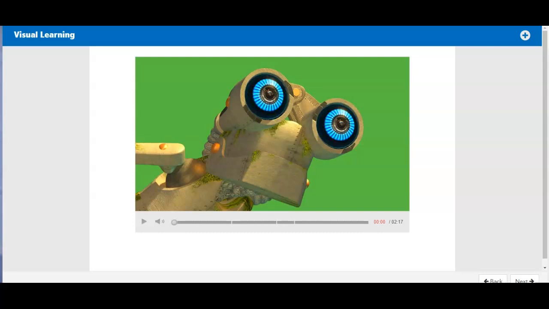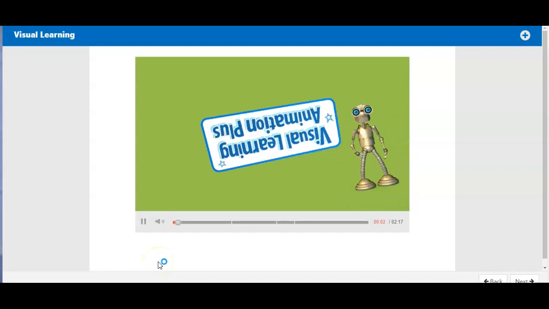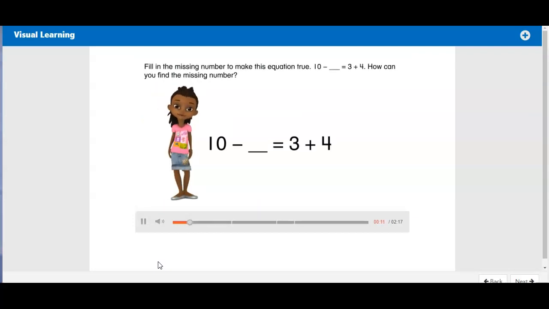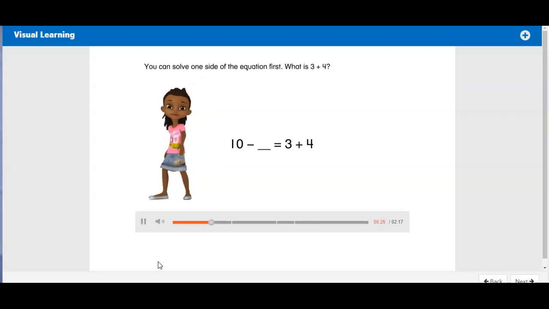Now let's watch our animated video that helps us solve the top of our workbook page 222. Fill in the missing number to make this equation true. 10 minus blank is equal to 3 plus 4. How can you find the missing number? You can solve one side of the equation first. What is 3 plus 4? 3 plus 4 is equal to 7.